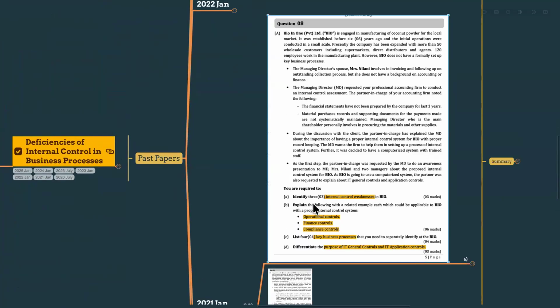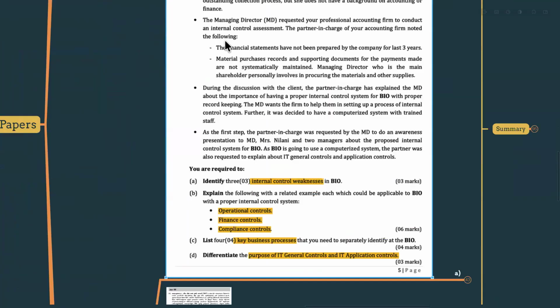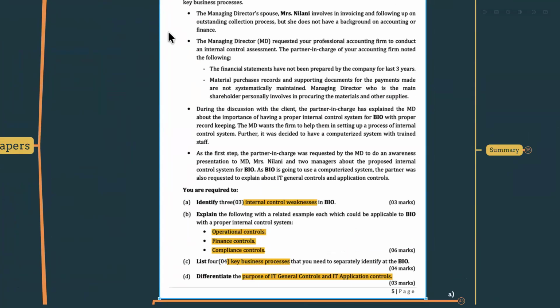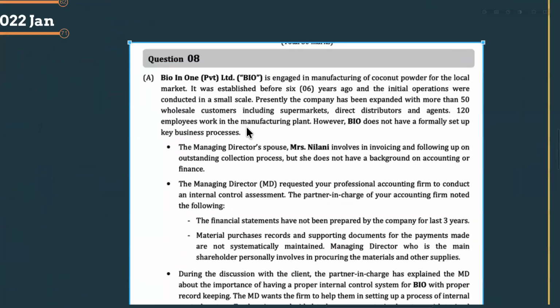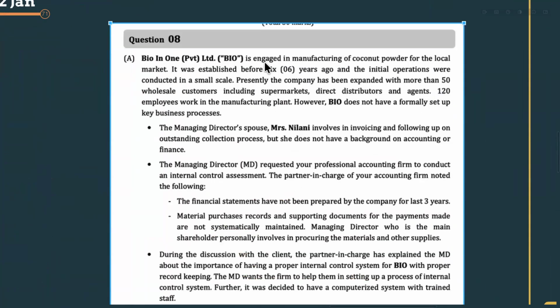That also is a question: identify internal control weaknesses in Bio. Simply read it. Bio in One Private Limited is engaged in manufacturing of coconut powder for the local market. It was established 6 years ago and the initial operations were conducted on a small scale. Presently, the company has expanded with more than 50 wholesale customers, including supermarkets, direct distributors, and agents. Very good. 120 employees work in the manufacturing plant.